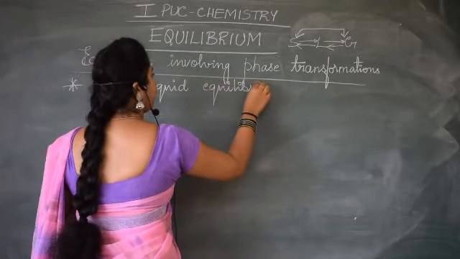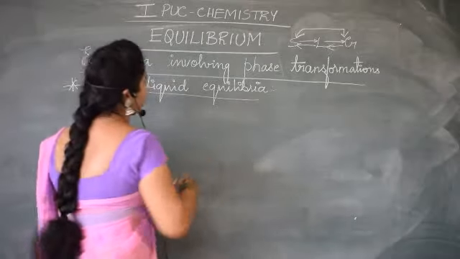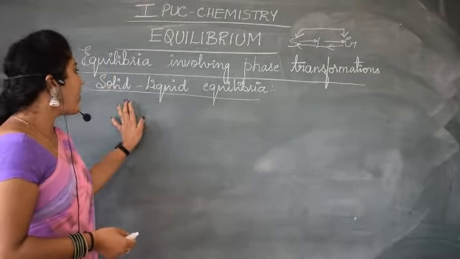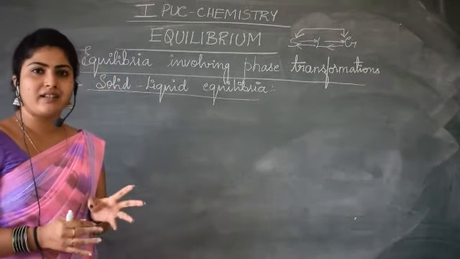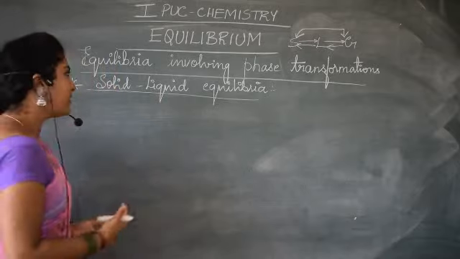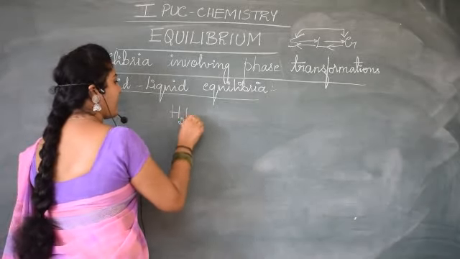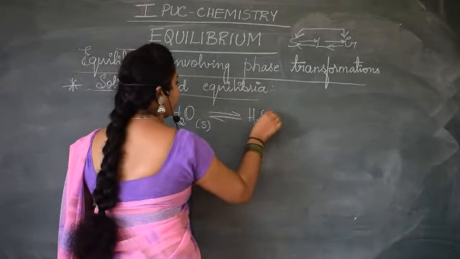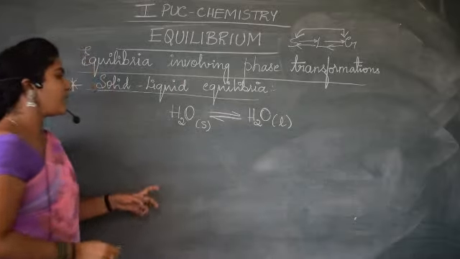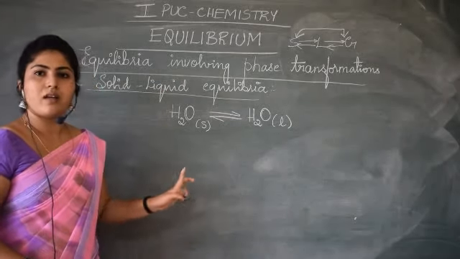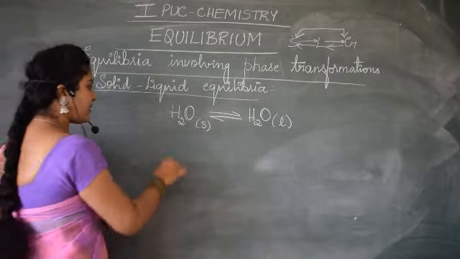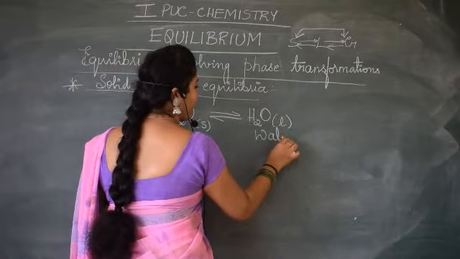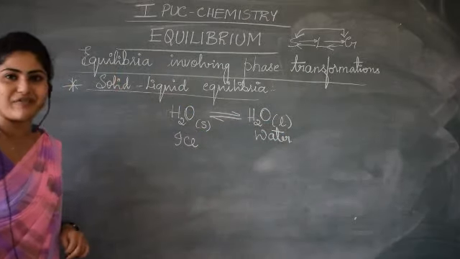So in this video we will discuss solid liquid equilibria, and the rest of the equilibria we will discuss in the upcoming videos. Solid liquid equilibria, I'll consider the most common example that we know, that is water in the solid state getting converted into water in the liquid state, isn't it? We are studying solid liquid equilibria. Water in solid state is nothing but ice. Water in liquid state, H2O in liquid state, is nothing but water in a liquid form.